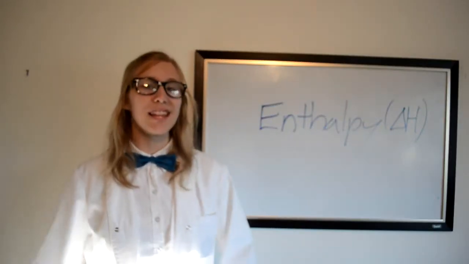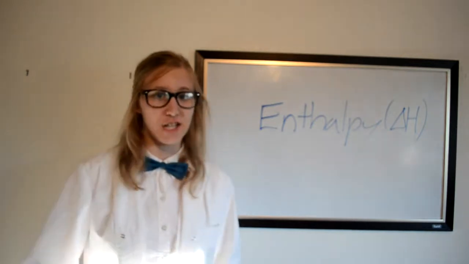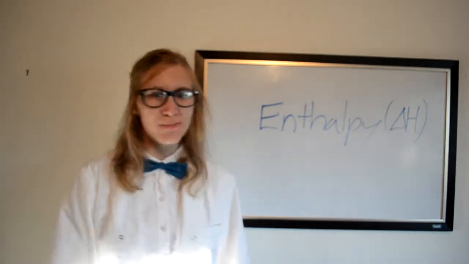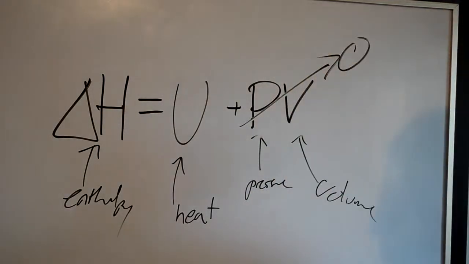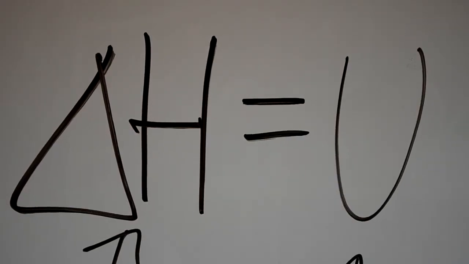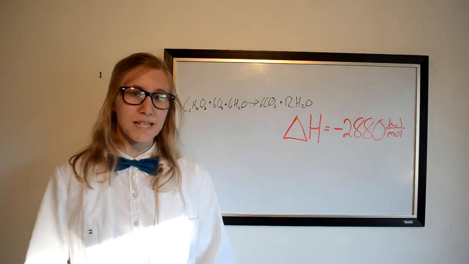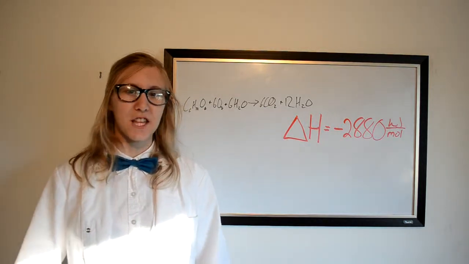A chemical reaction will either take in energy or release energy. This change in energy is called the enthalpy, symbol delta H. If we assume pressure and volume will remain constant, enthalpy is equal to heat. Cellular respiration is exothermic, meaning it gives off heat. The system is losing energy. That's why the delta H value is negative.